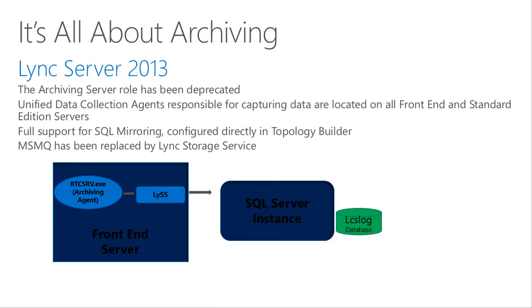We have something called UDC agents, or Unified Data Collection Agents. They sit on every front-end server you have, and they automatically capture that data. So you can see the front-end server is the left box, and we have the Lync Storage Service, which is writing to that SQL instance. The archiving agent is only one process running on that box, and takes care of everything we need to do. As we mentioned, out of the gates, we only supported SQL mirroring. Then we brought SQL clustering to the table, and now we support SQL AlwaysOn. So we're kind of transparent to what the SQL method is in the background.